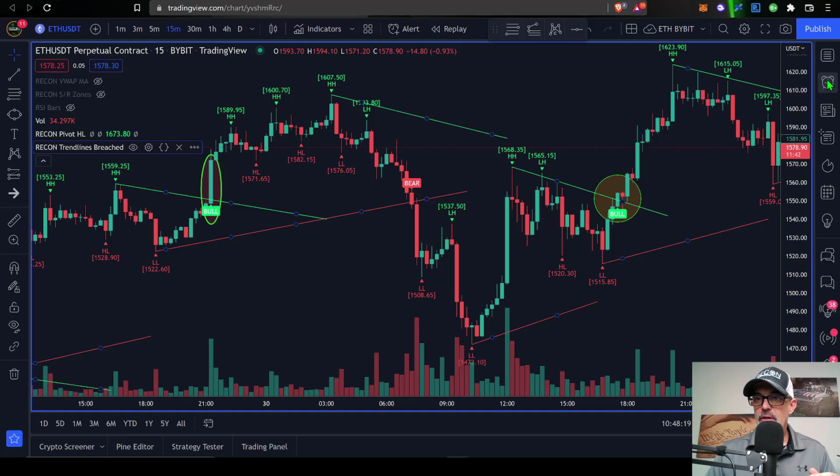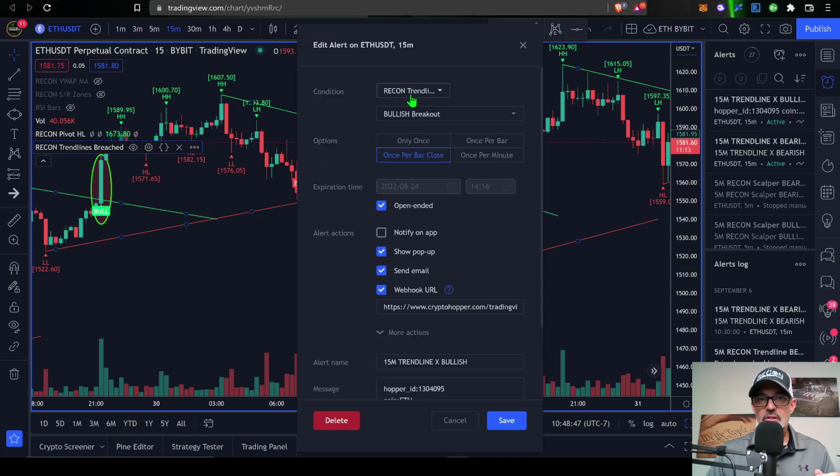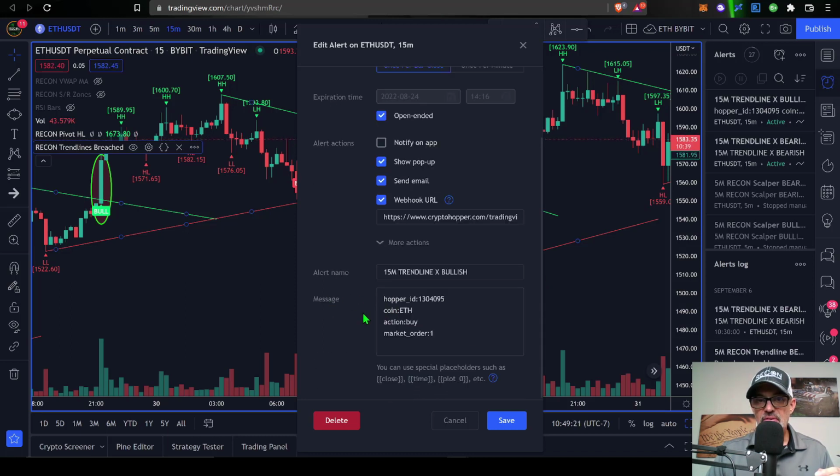If we click on the little alarm clock over here, that will pull up my actual alerts. The first alert that comes up is the alert that is sending the signal to CryptoHopper. If I click on edit, you can see the condition is my Recon trend line indicator, a bullish breakout, and that is based on once per bar close. I want it to close above the trend line. This webhook URL is what sends the alert to CryptoHopper, and down here in the message box is where you put in your instructions. In this case, the action is to buy, the coin is ETH.